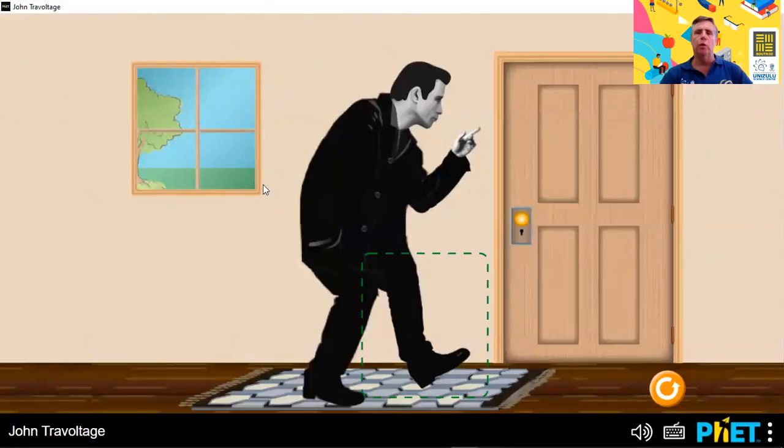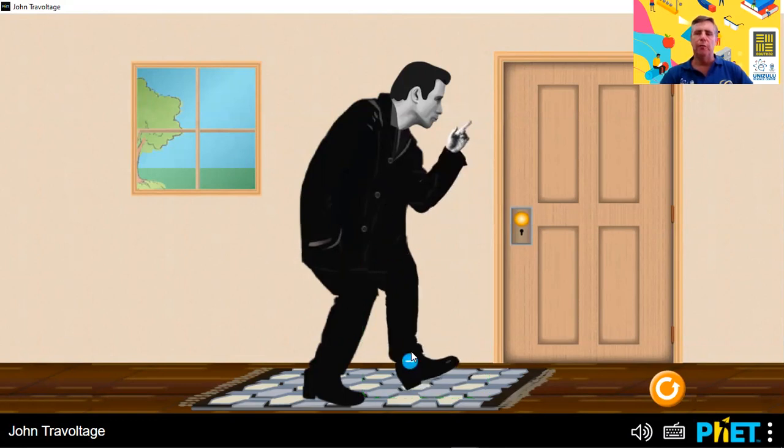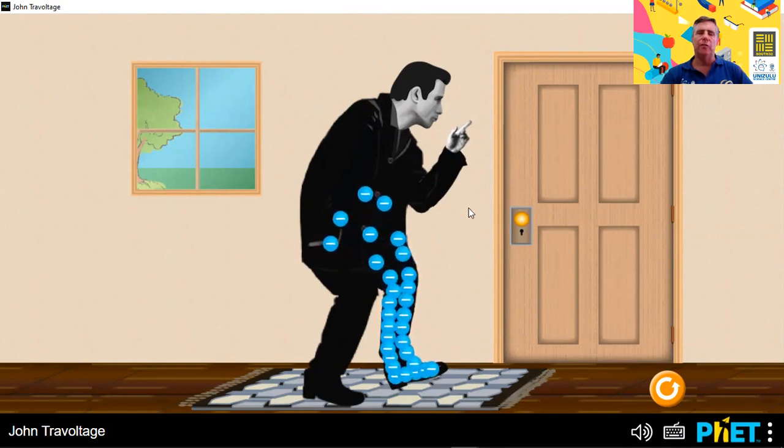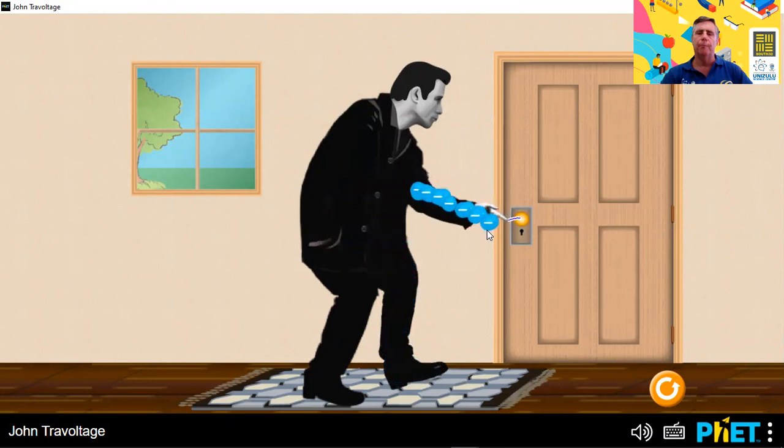Now, normally when you walk across a room and touch a doorknob, you don't expect anything to happen. But if maybe it's very dry and your feet have scraped across a carpet, there could be some buildup of charge. And in that case, when your finger gets close to the doorknob, you can get a shock like that. Now, this is called charging by friction.